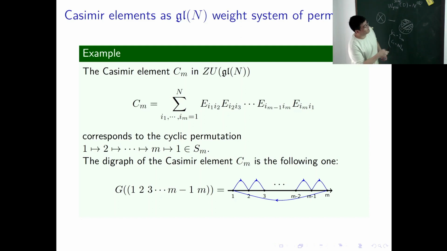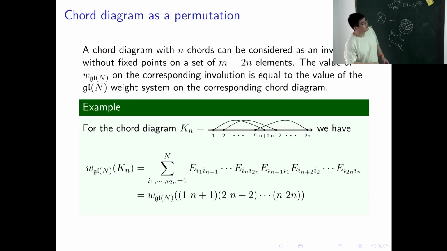So also I define that the Casimir element C_m is I2, I1, I2, I2, I3, ..., I_m minus 1, I_m, E_{I_m I1}. So it corresponds to the cyclic permutation, and you can see that the graph is 1 to 2, 2 to 3, m minus 2 to m minus 1, m minus 1 to m, and finally m goes back to 1. This is the digraph of the Casimir element C_m.